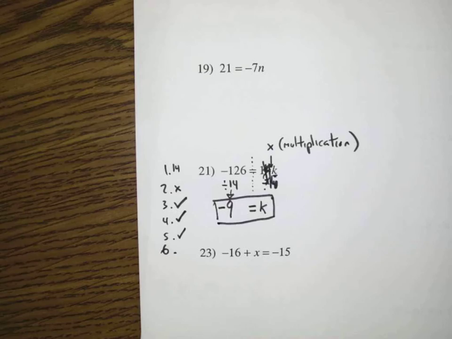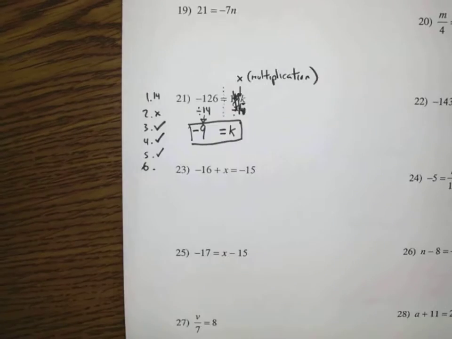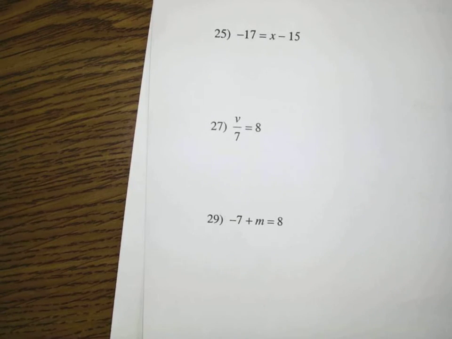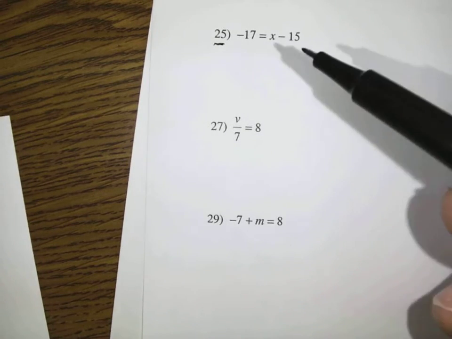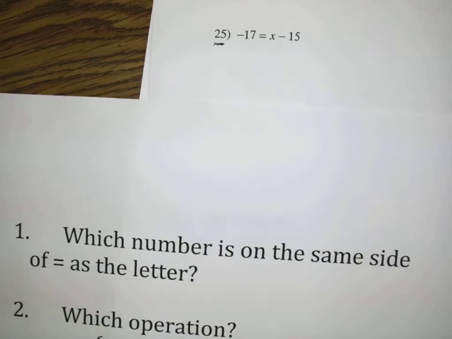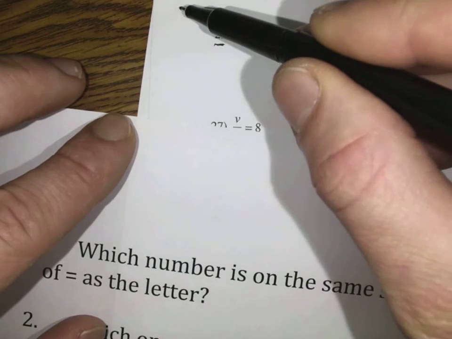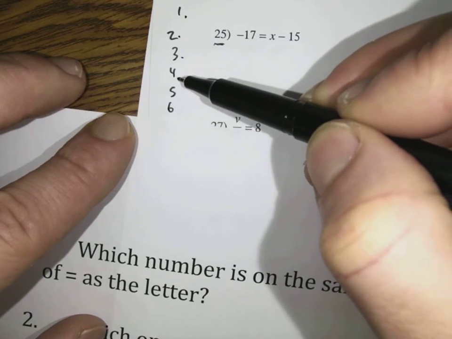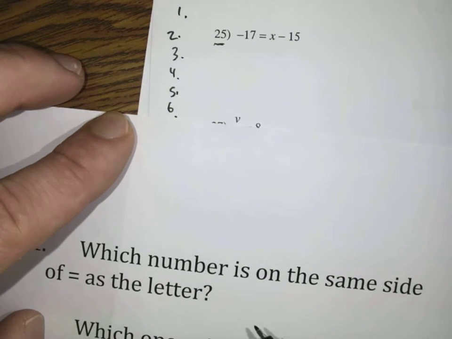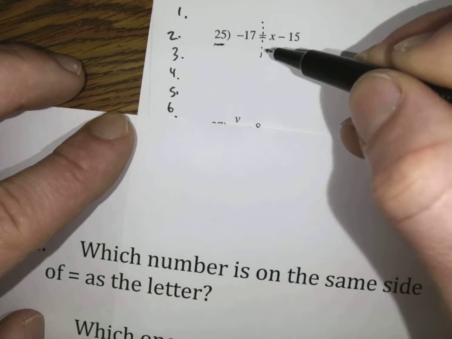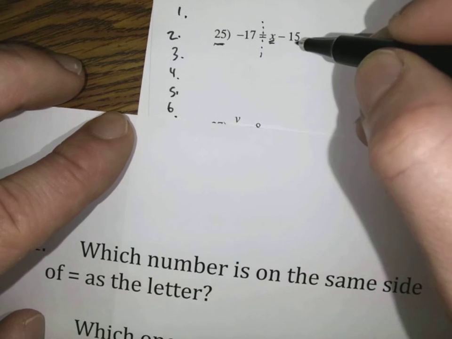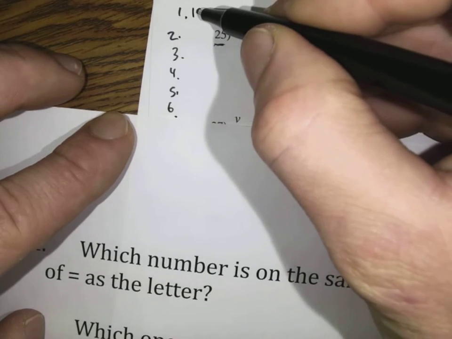Okay, and last question. All right, and that's question number 25. First thing we're asked is, oh, right, I've got to write those numbers down. 1, 2, 3, 4, 5, 6. All right, what number is on the same side of equals as the letter? So here's my equal sign. Here's my letter X. The number on the same side of equals is 15.